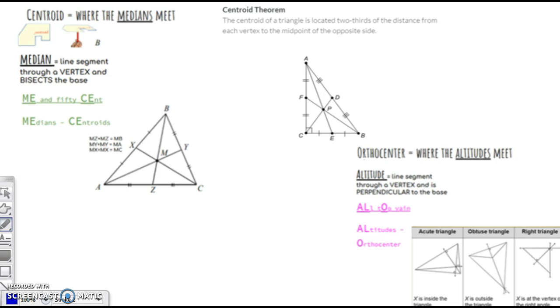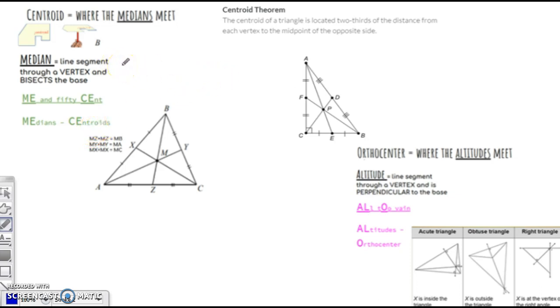Okay, so there's some stuff that you need to recall to be successful in this quiz. First of all, the centroid is where the medians meet. Now, if we go back to our rap, it's people be crazy, a bit insane. The next line is me and 50 Cent. And then the last line is all too vain. So the me and 50 Cent tells us that the medians create the centroid. It's just a helpful way to remember it.